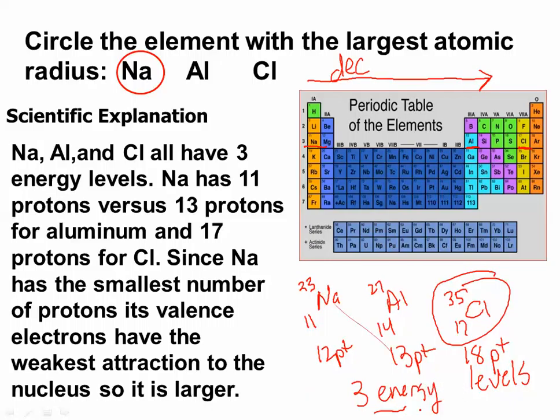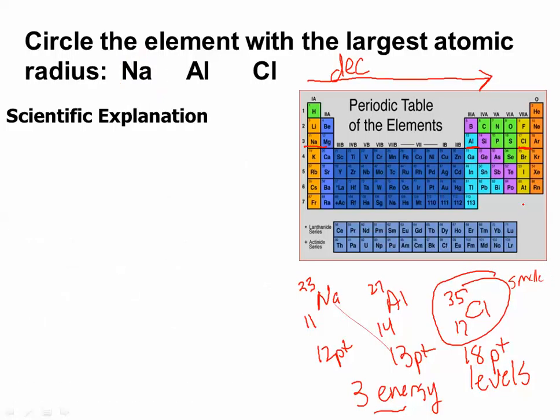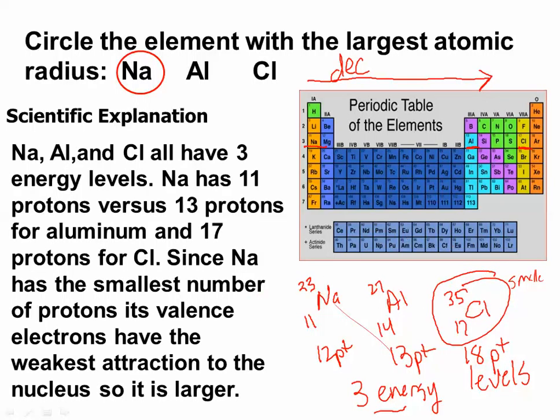All right, sorry about that. A couple things were happening off screen I got to fix. I also made a mistake, because if you look down here, I circled chlorine because chlorine is the smallest. But you need to be careful because we're not looking for the smallest. What are we looking for? We're looking for the largest. So sodium is actually the largest. And here's our scientific explanation.